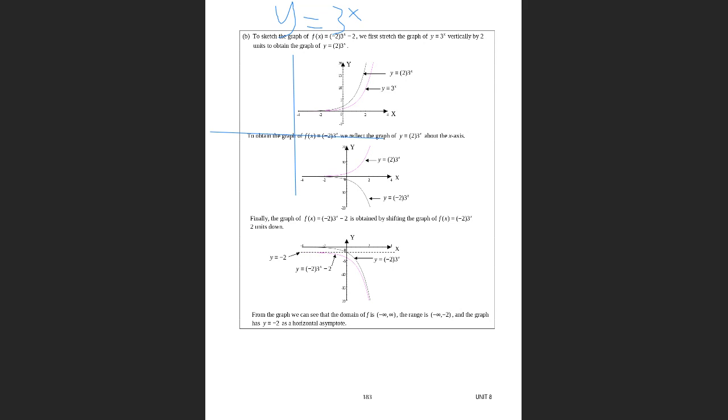And where here is equal to 1. So we have the original graph like this. If we negate the x, we are going to have y equals 3 to the power negative x. Once you negate the x, the graph will reflect on the y-axis. The graph will now become like this. Here it will be 3 to the negative x, which is a decreasing function.